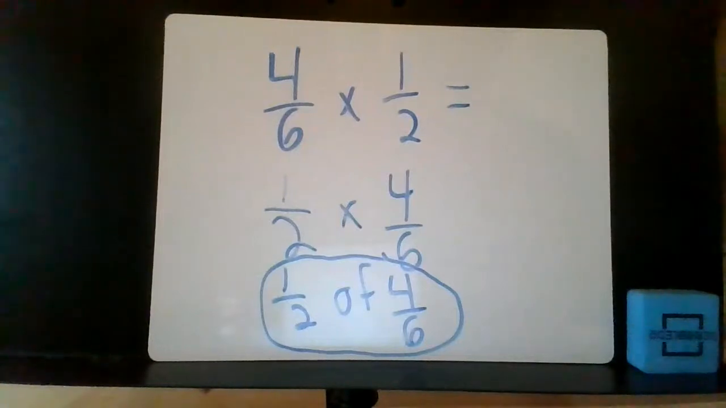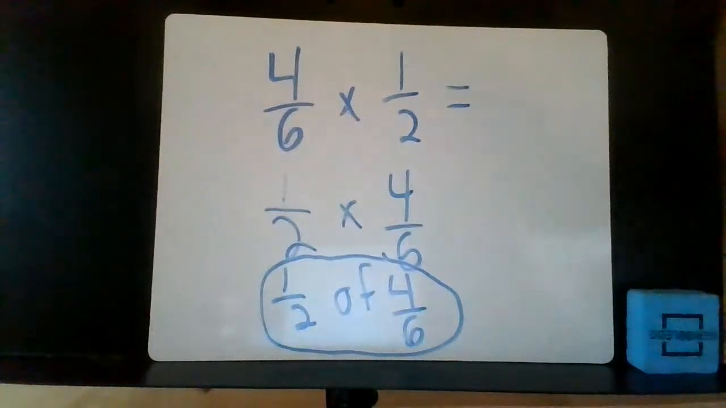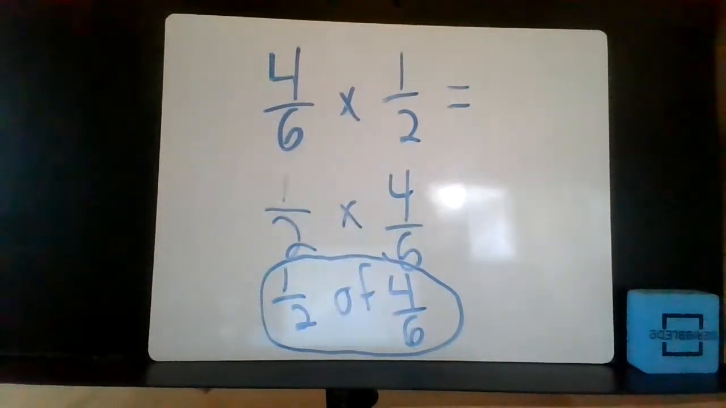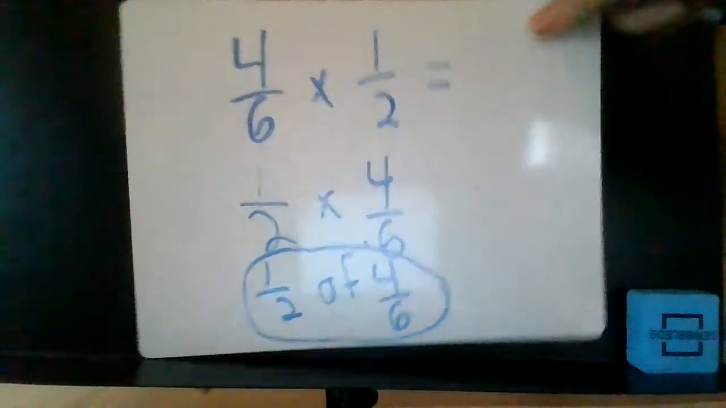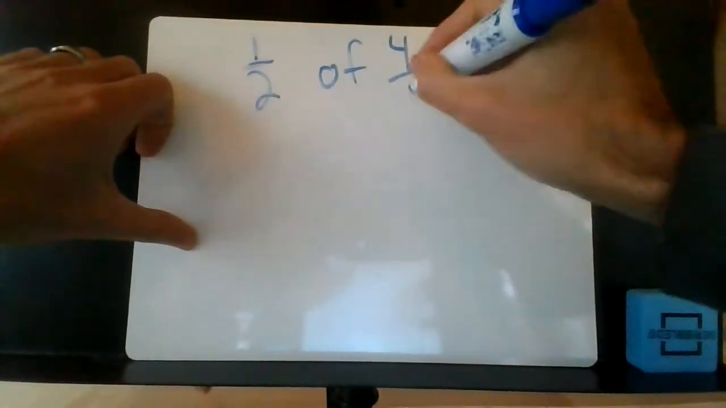The answer is going to be the same either way. We just proved that with our 2 times 4 and 4 times 2. So the same property applies to multiplying fractions. You can change the order. All right. So let's look at how we could solve 1/2 of 4/6. How that could be done visually. So 1/2 of 4/6.